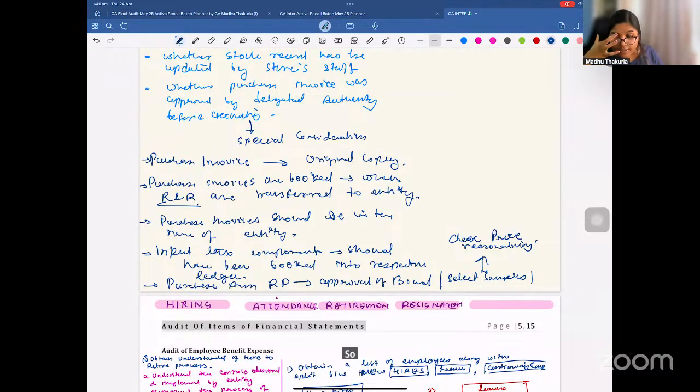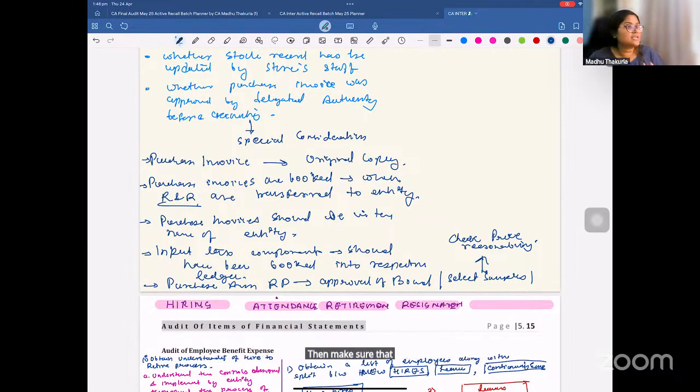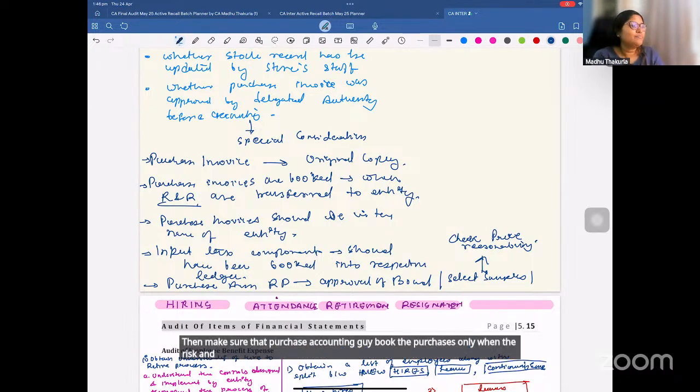So I'll repeat the point. Under special consideration, you'll always make sure the purchase copies are original. You should never accept a scanned copy of purchase. If the client says otherwise, we'll just ask them to get the original invoice copy from the supplier. Then make sure the purchase accounting person books the purchases only when the risk and reward are transferred. Then purchase invoices should be in the name of the entity only, and the input tax component has been treated properly in the respective ledger. Purchases from related parties should be approved by the board, and based on the selected sample, you check whether the price is reasonable. It is at arm's length.